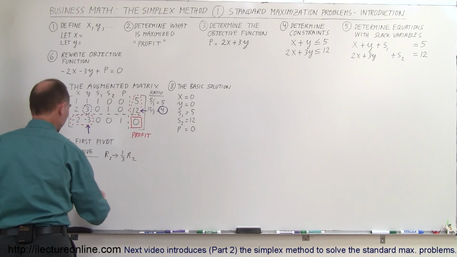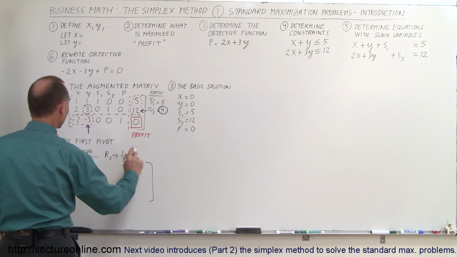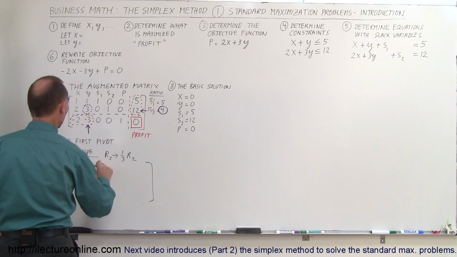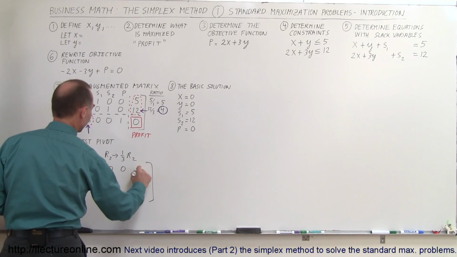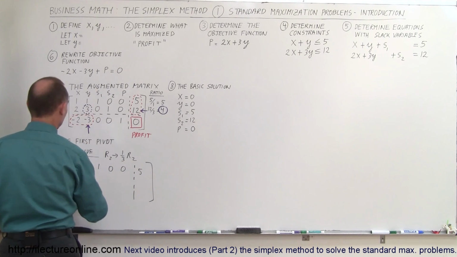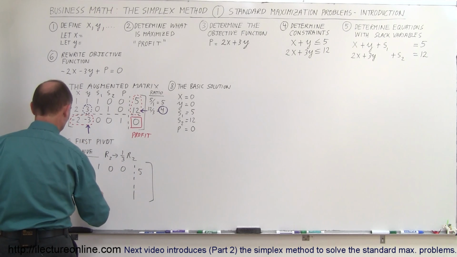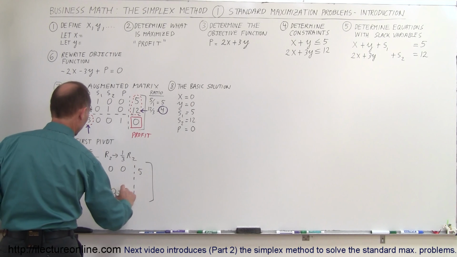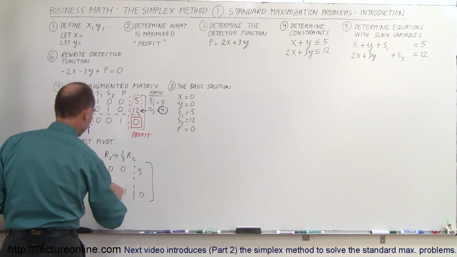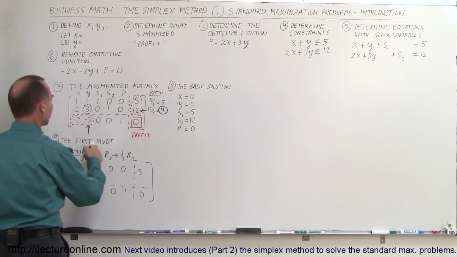So then your matrix will become like this. So you leave everything else the same. So you get 1, 1, 1, 0, 0, and 5. The third column will be negative 2, negative 3, 0, 0, 1, and 0. And then the second row will now be reduced by a factor of 3.